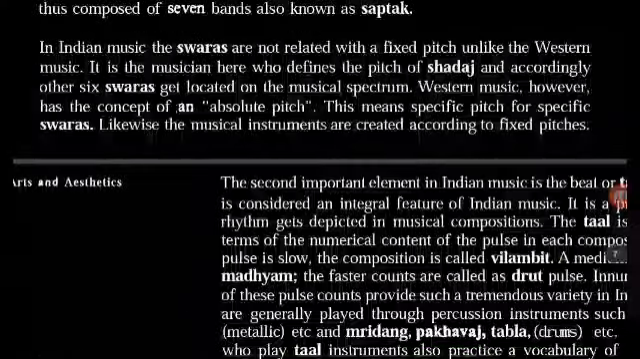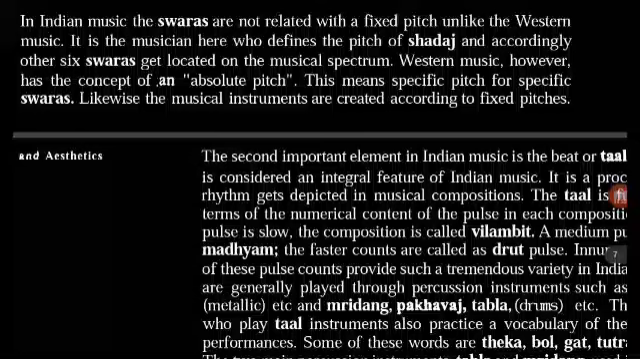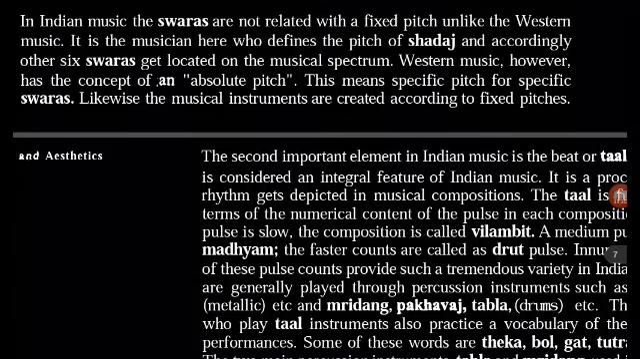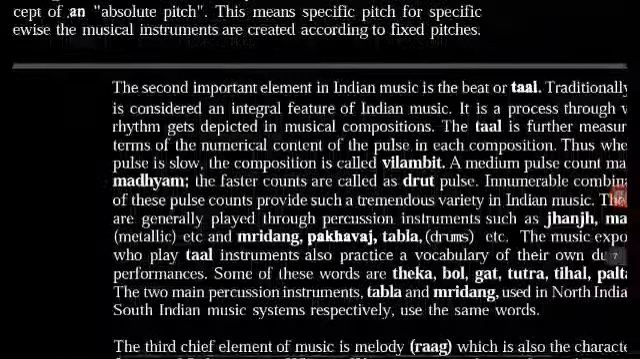In Indian music, the swaras are not related with a fixed pitch, unlike Western music. It is the musician here who defines the pitch of shahdaj, and accordingly the other 6 swaras get located on the musical spectrum. Western music, however, has the concept of an absolute pitch. This means specific pitch for specific swaras. Likewise, the musical instruments are created according to fixed pitches.